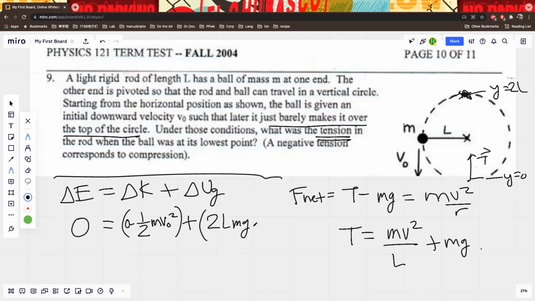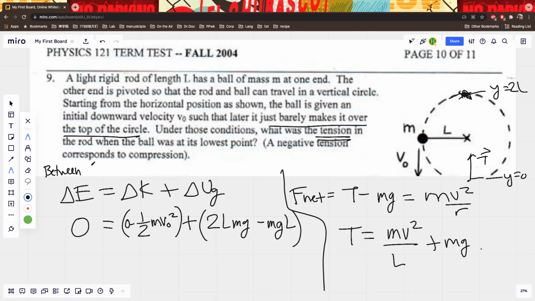Perfect. And the gravitational energy at the beginning? At the beginning, so the beginning is where the diagram shows. So it would be a mix between two. The gravitational at the beginning is mass times gravity times L, mgL. So this is between beginning and top. Okay, so we have everything here.